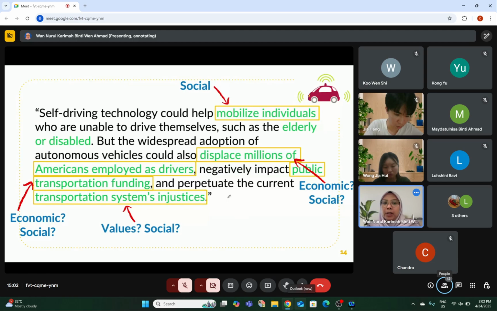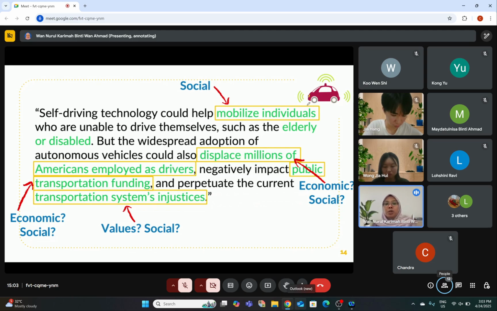Another example: self-driving technology could help mobilize individuals who are unable to drive themselves, such as the elderly or disabled. So mobilizing individuals is obviously a social factor, because self-driving could help people who are not able to move by themselves to be mobile, to take themselves to the location that they want to go, especially people such as the elderly or disabled. And so that is a social factor.